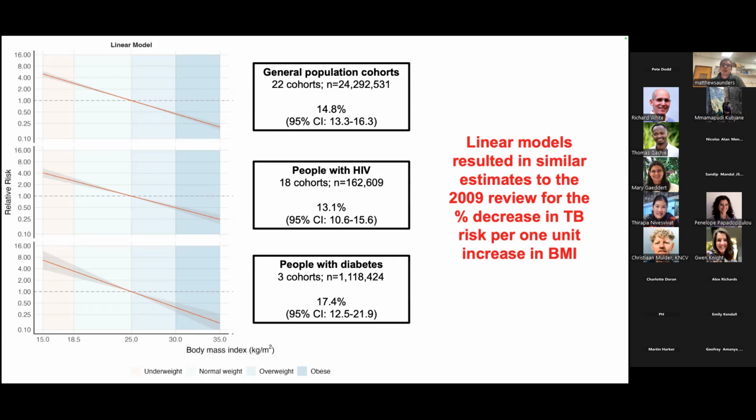And basically, when we fit the linear models, we got very similar results to the Lonroth 2009 review in terms of the percentage decrease in TB risk per 1 unit increase in BMI. So for the general population, that was nearly 15%.